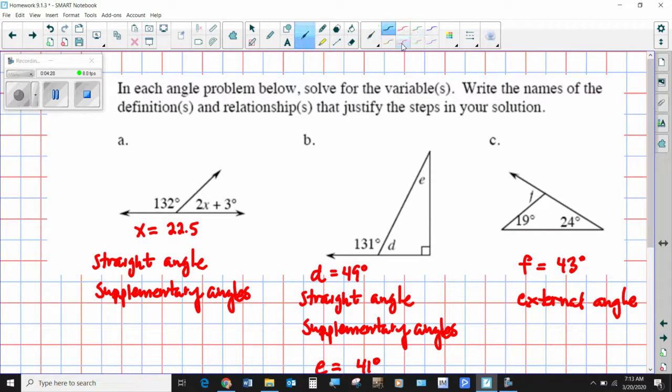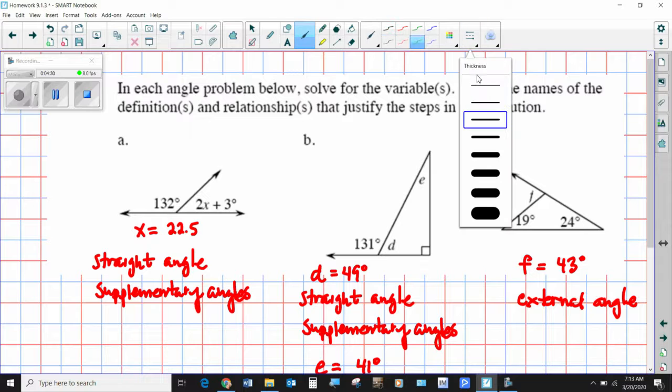All right, let's take a look at some different examples here. We've got two angles that are supplementary together, or supplementary to each other, which means that the total sum of these two angles must be 180 degrees.